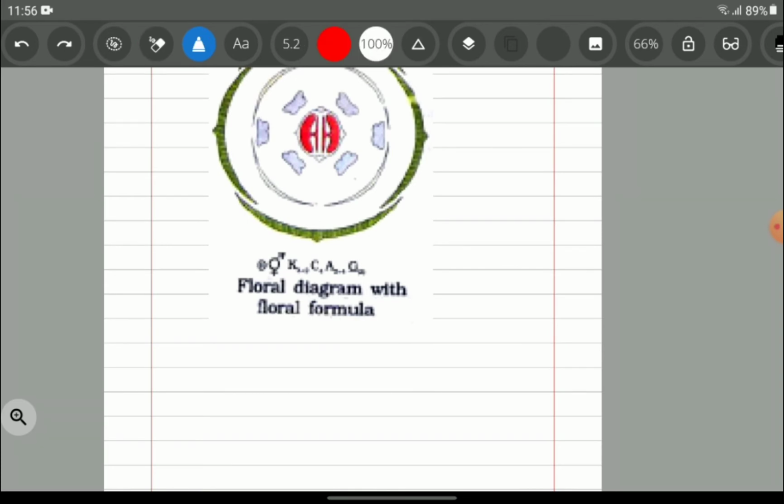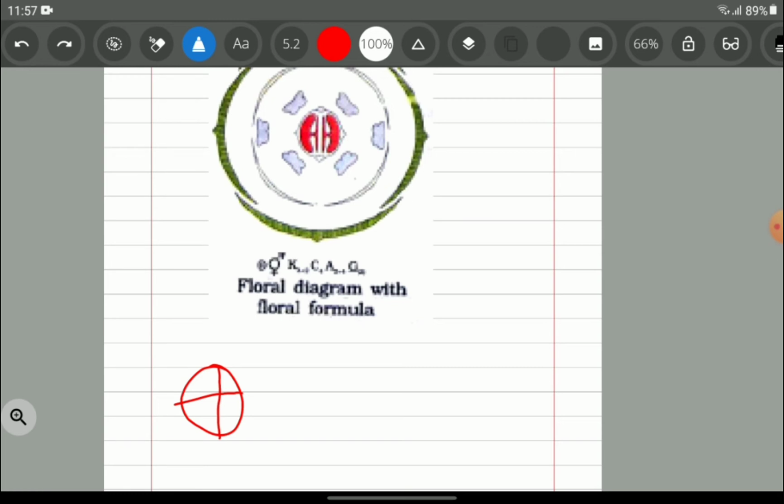Okay, so the first symbol in the floral formula is showing the symmetry. See, you have to also remember the pattern or the way you are writing. The first thing is you have to always write about the symmetry, then about the gender. That means if it's a male flower, a female flower, or a bisexual flower. Okay, then about the calyx. How will you write the notations.